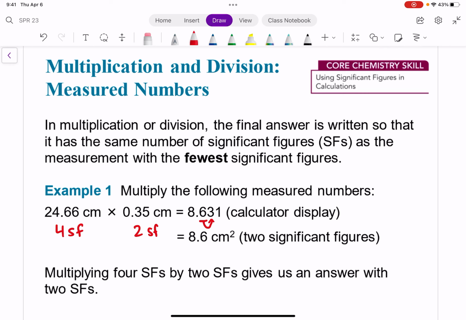If it's 5 or above, you round up. If it's below 5, you round down. Okay, and since this number 3 is below 5, we leave this number alone, and we get 8.6 centimeters squared as our final answer. And that way, the final number that we report still has 2 sig figs.